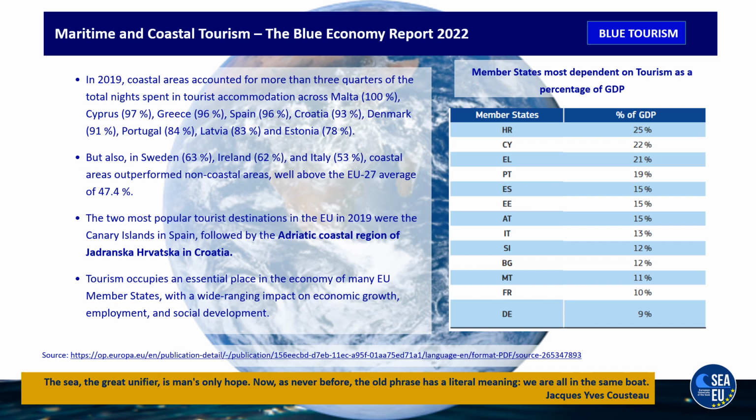Actually, the two most popular tourist destinations in the EU in 2019 were the Canary Islands in Spain, followed by the Adriatic coastal region of Jadranska Hrvatska in Croatia.